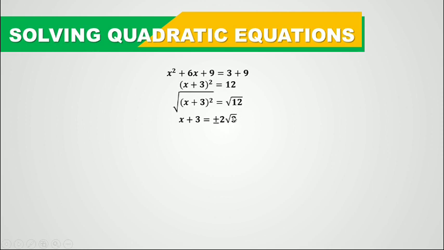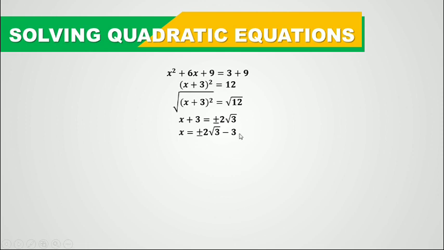Because the square root of 12 is 2 square root of 3. So that's plus or minus 2 square root of 3. And then x equals plus or minus 2 square root of 3 minus 3. That's just the simplified x. We just transpose plus 3 to the right side of the equation, that's why it becomes minus 3. So we could now tell the roots of the given quadratic equation.